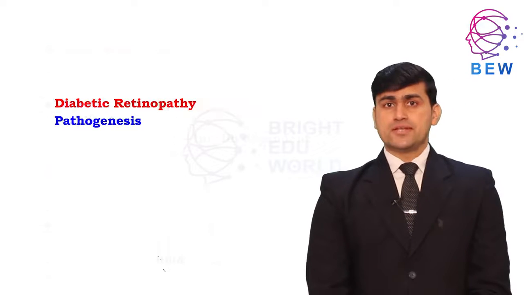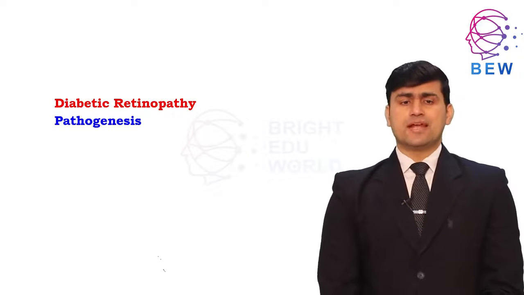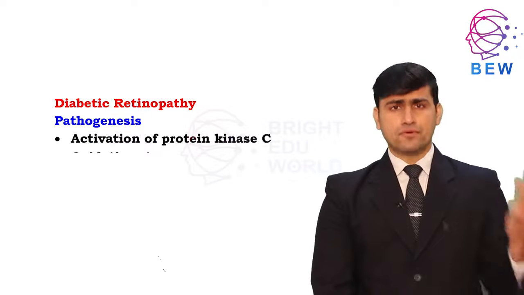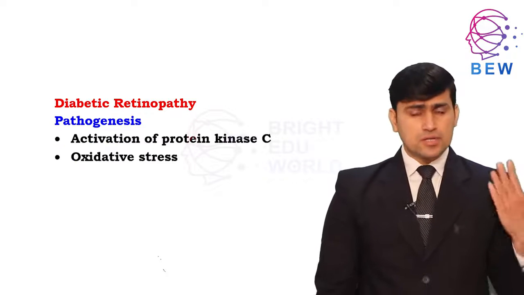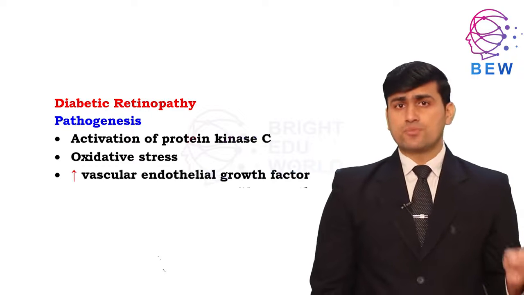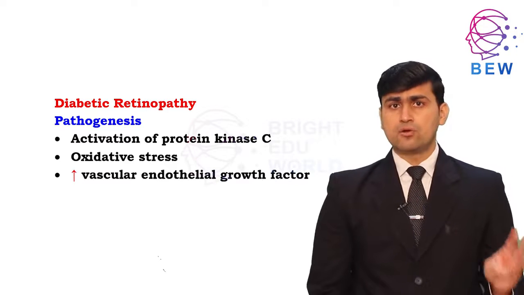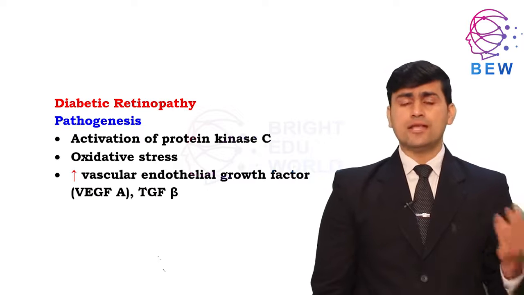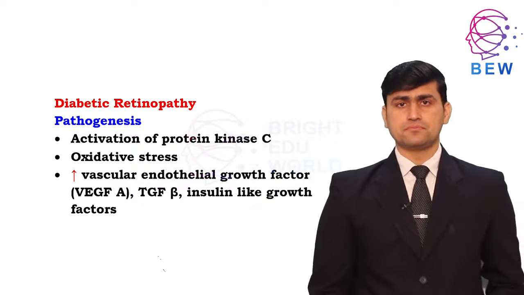Now, what is the pathogenesis of diabetic retinopathy? So there are three main mechanisms. One is activation of protein kinase C because of chronic hyperglycemia, then oxidative stress and increased production of vascular endothelial growth factor or VEGF-A or TGF beta or insulin-like growth factors.